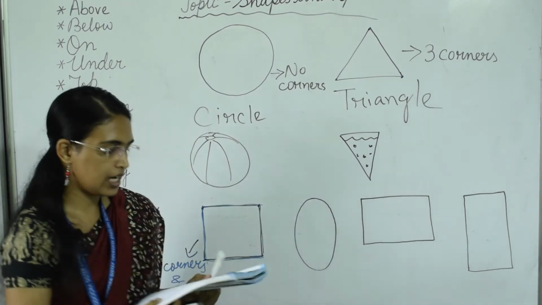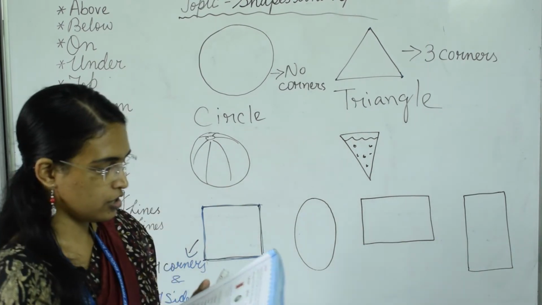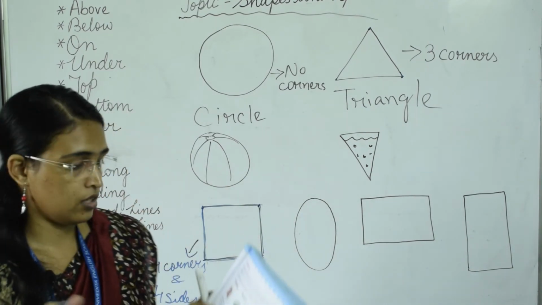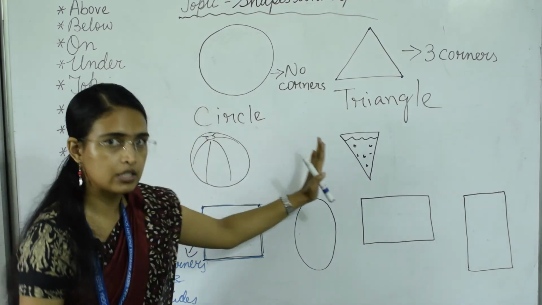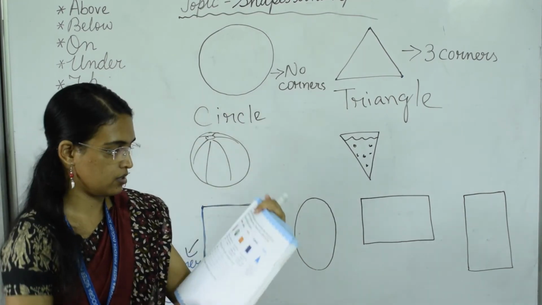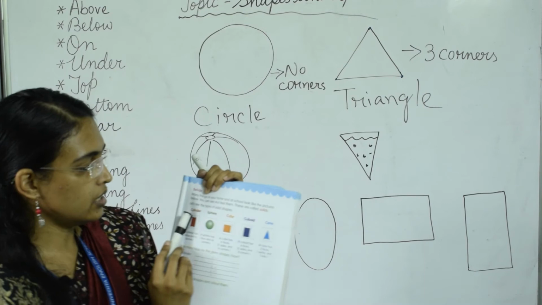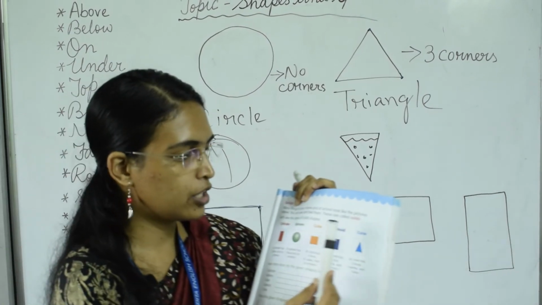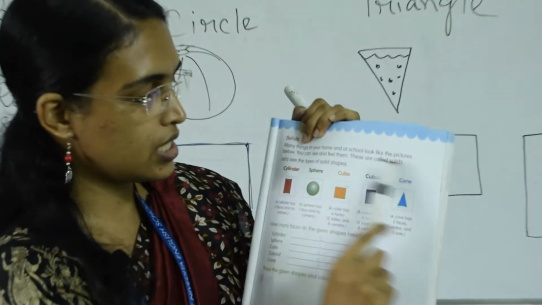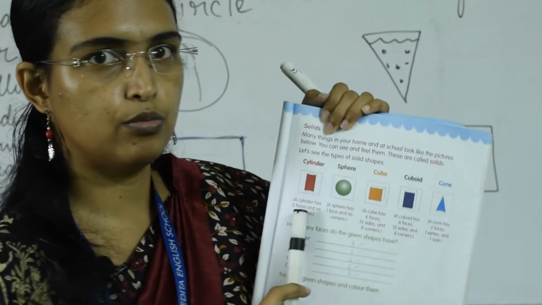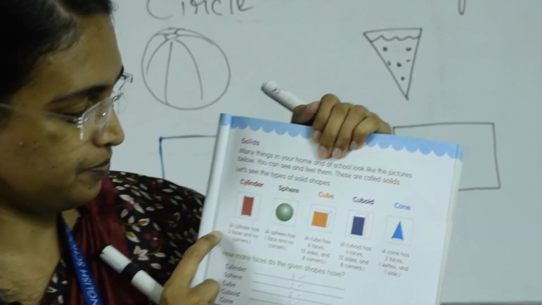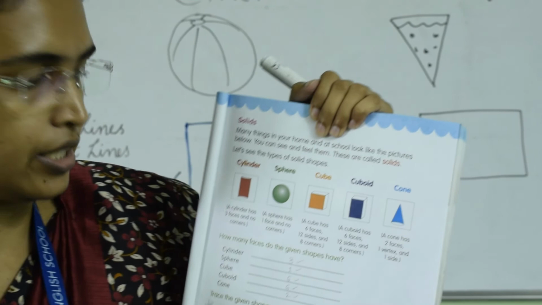Okay, so there are different types of solid shapes. We have learned about shapes, now we will learn about solid shapes. Like cylinder, sphere, cube, cuboid, cone. So these are solid shapes. Which shapes? Solid shapes. This is a cylinder.